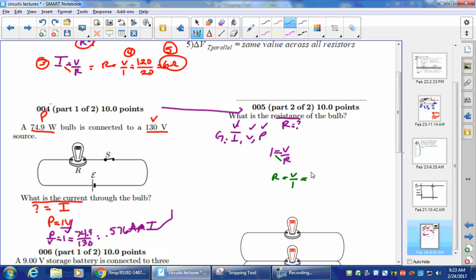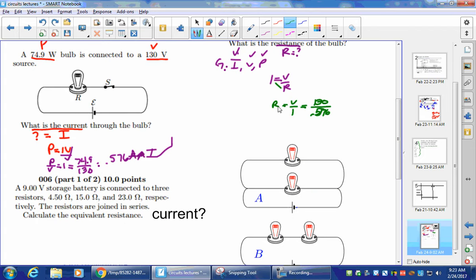What are we plugging in? Our voltage was 130. And our amperage, or our current, was 0.576-ish, right? And you get an answer from that. Okay, make sure the answer is in, since it's resistance, you need to make sure it's in ohms.